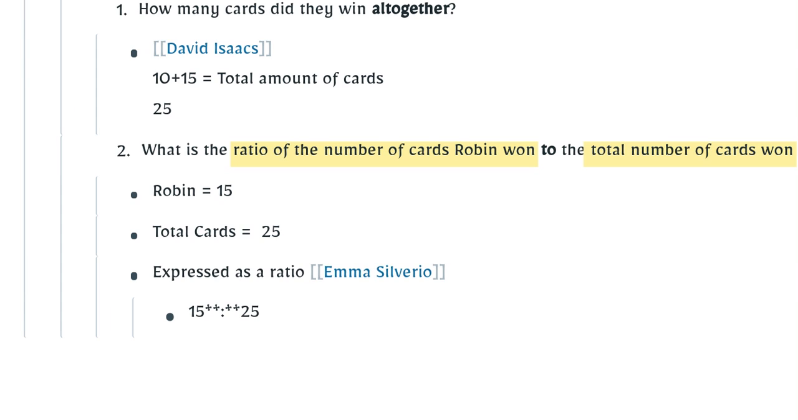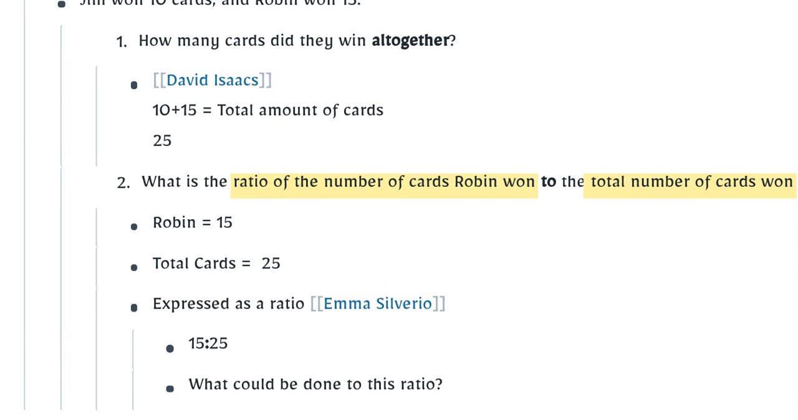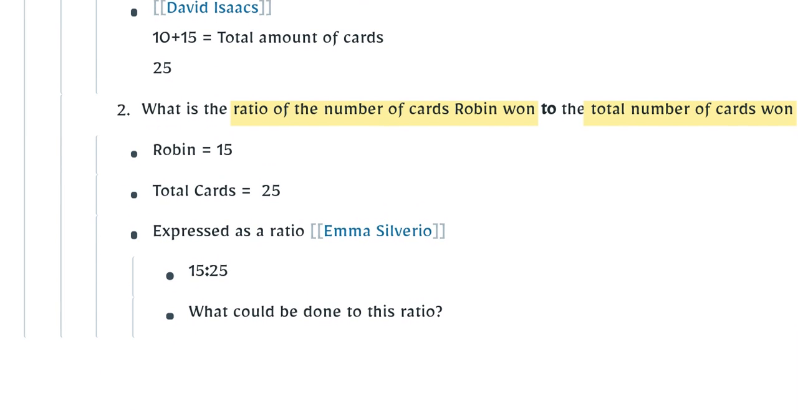No. Right? What could be done to this ratio? Am I right? What could be done to this ratio? How else could we visualize this answer? Use the word equivalent. What else could this value be really representing as an equivalent?